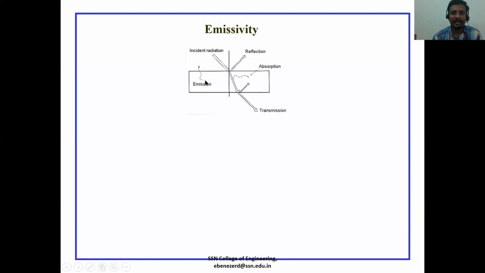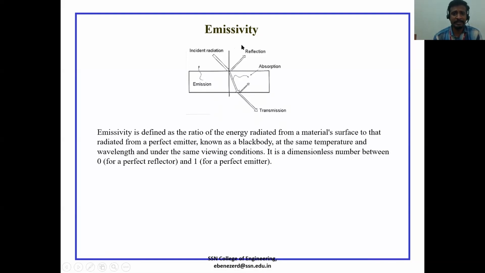The amount of radiation leaving from the surface of the material due to its temperature is what is called the amount of radiation being emitted. Emissivity is the ability of the surface, the ability of the material, to emit energy. That is measured in terms of emissivity.